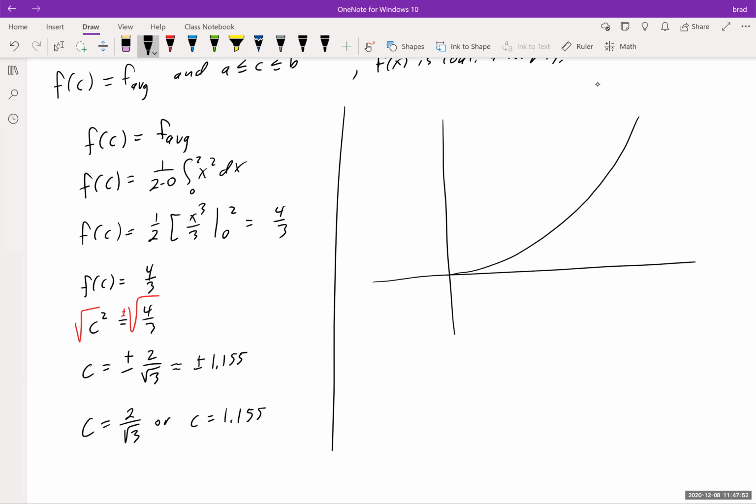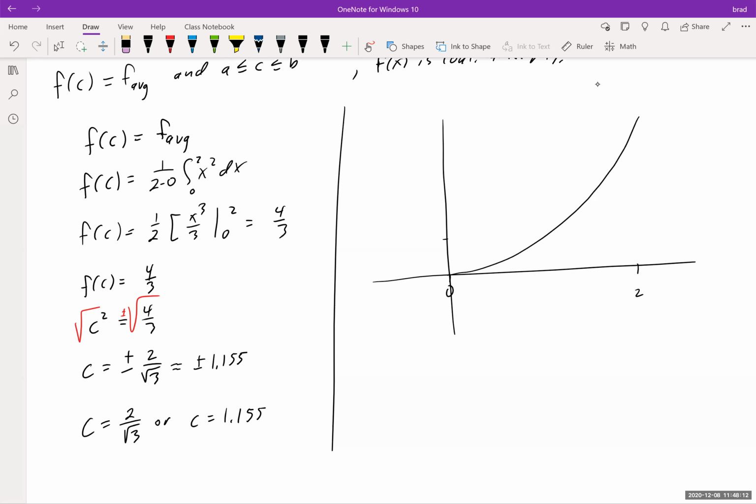I'm going to graph from 0 to 2. Let's say that this is 2 right here, and we obviously know that's 0. So I'm going to graph this parabola, okay? And then I'm going to go up, oh, I don't know, here's 1, right? So then 1.155 would be right about there.